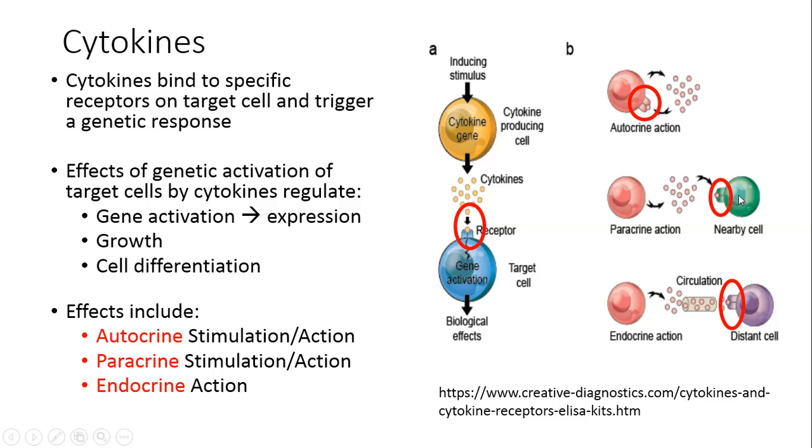And finally, we have a case called an endocrine action, where the cytokine producing cell releases cytokines, but those cytokines go into the blood vessels and into the circulation. They travel through the circulation and find a receptor on a cell far away and distant. We call that action an endocrine action.